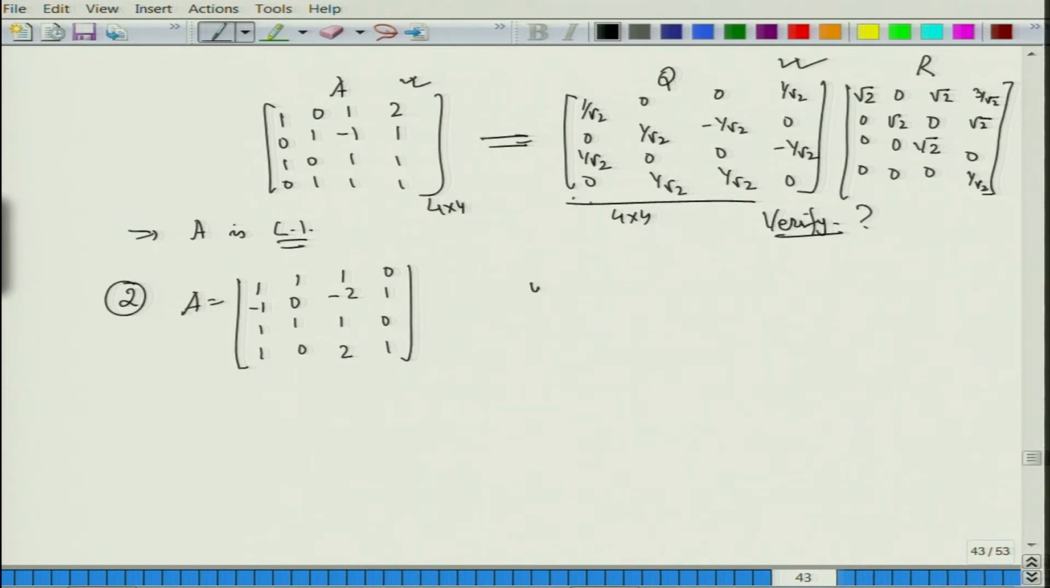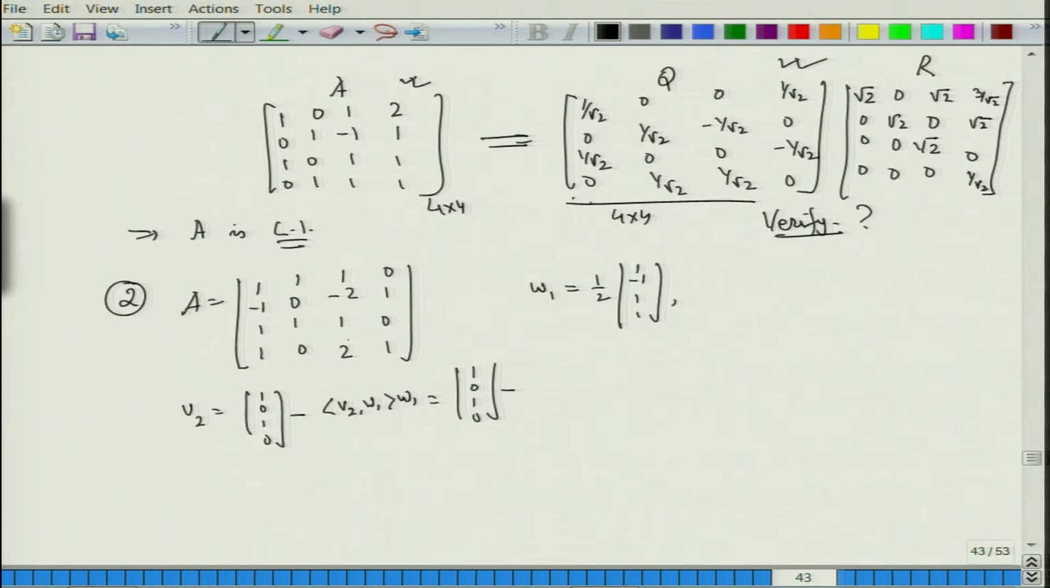So for me W1 will be equal to 1 upon 2 times 1 minus 1 1 1, since 1 plus 1 plus 3 plus 1 gives 4. If I look at these two, they are not perpendicular, so I will have to compute V2. So V2 is 1 0 1 0 minus the dot product of these two, which is 1 plus 1, 2 basically, with this W1. So V2 W1 W1.